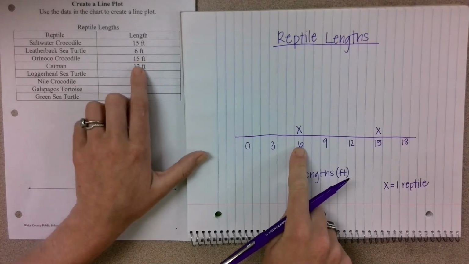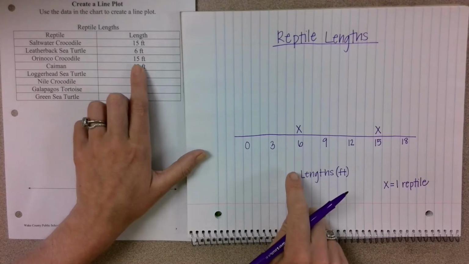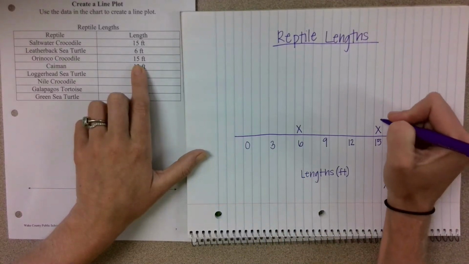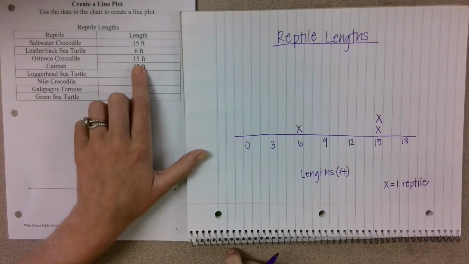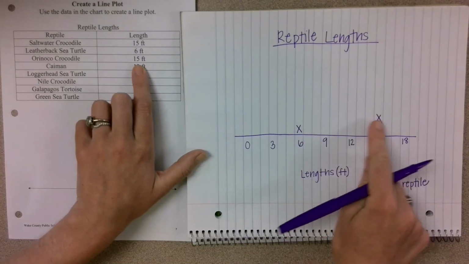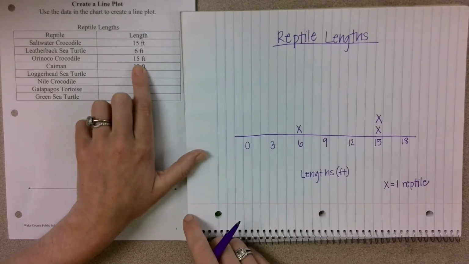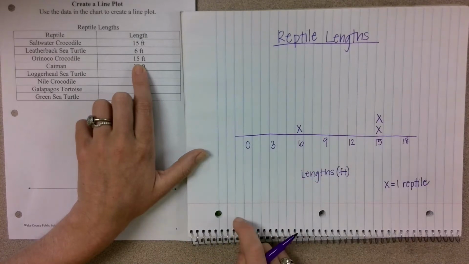The next one is, I don't even know how to say that. We can try to pronounce that correctly in class. Crocodile, 15. So I'm going to put another X above 15. So as of now, this tells me I have 3 animals or 3 reptiles on my chart. I can't tell which reptile it is specifically, but I can tell that I have 3 reptiles on here.